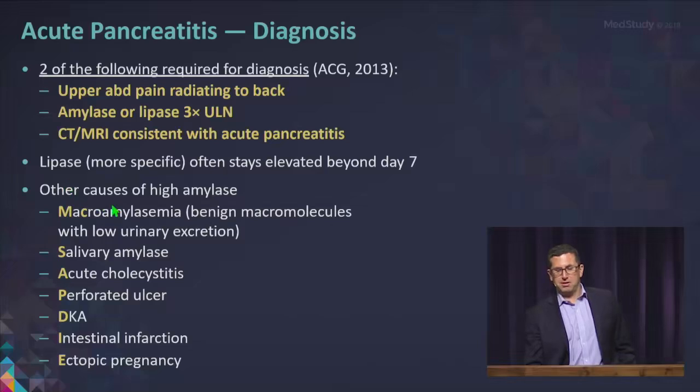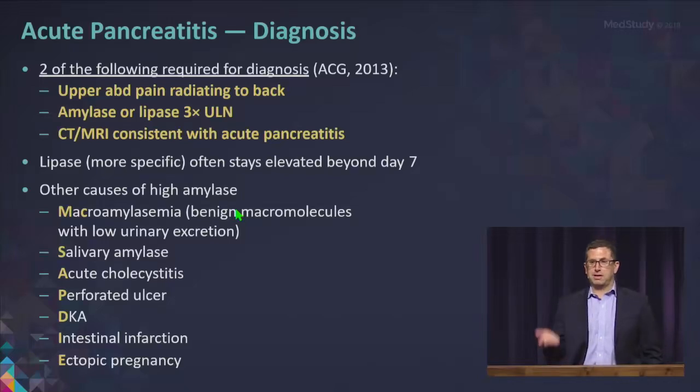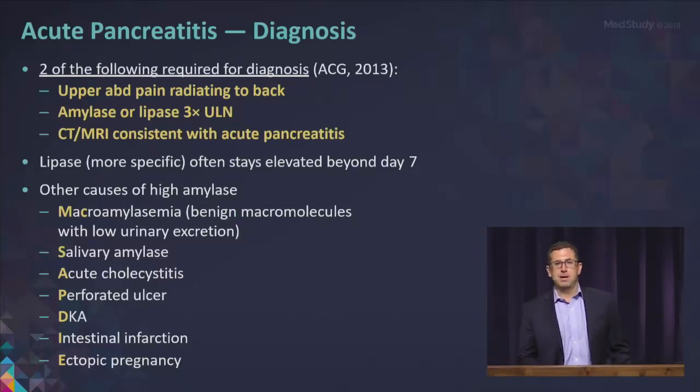As you can see here, there are a number of causes of high amylase. So there's salivary amylase. Amylase can even come from the gallbladder or a perforated ulcer. So really, the lipase is a better test. You could also have macroamylasemia, which are benign macromolecules with low urinary excretion, and that could lead to a persistently high amylase in a patient without even having ever had pancreatitis.